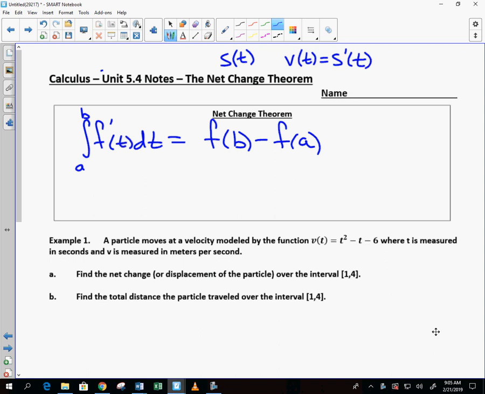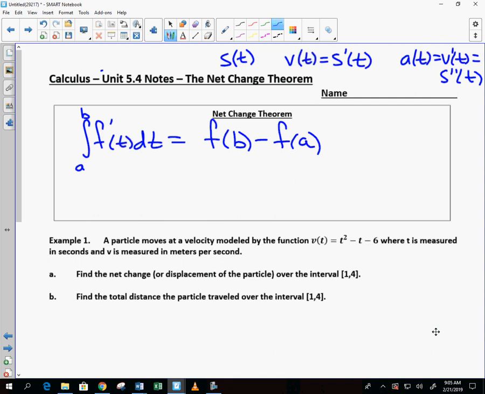Remember when we did that? And then if you take the derivative of velocity, you get acceleration. So a of t is equal to v prime of t, or s double prime of t, the second derivative. Agreed?